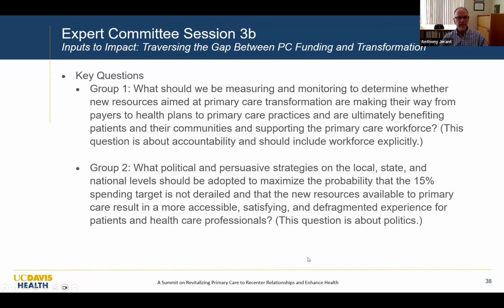That was 3A. 3B, Rich Kravitz oversaw, and his group looked at how we bridge the gap between funding and transformation. Because again, we can't just throw money at things. The money has to be used in wise ways, and it has to actually get to the practices. The group broke into 2 subgroups. What should we be measuring and monitoring to make sure the resources get to primary care practices and are working to benefit people? And what are the political and persuasive strategies that need to be adopted to maximize the chances that the 15% spending target doesn't get derailed?